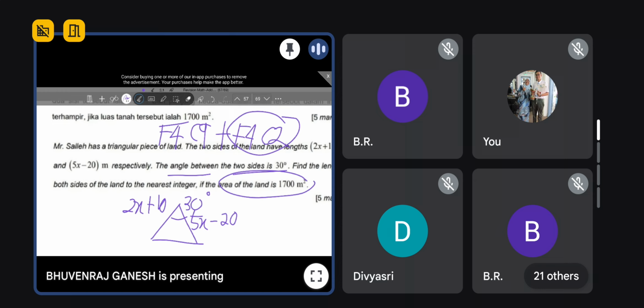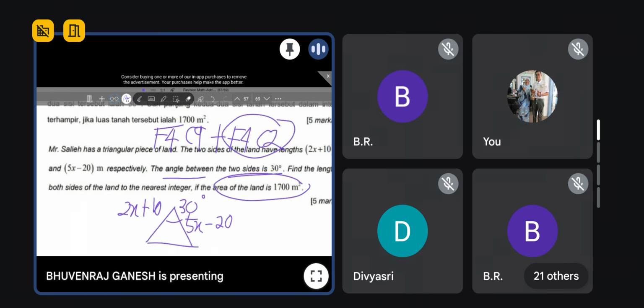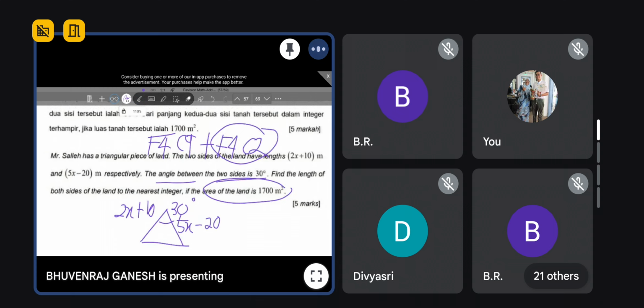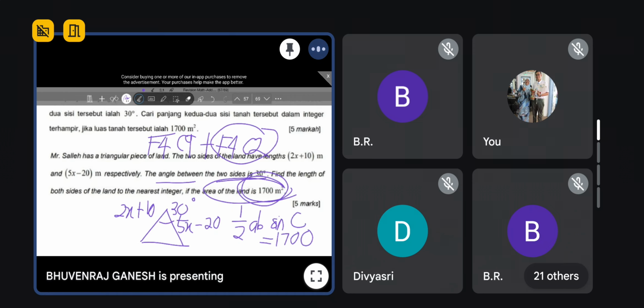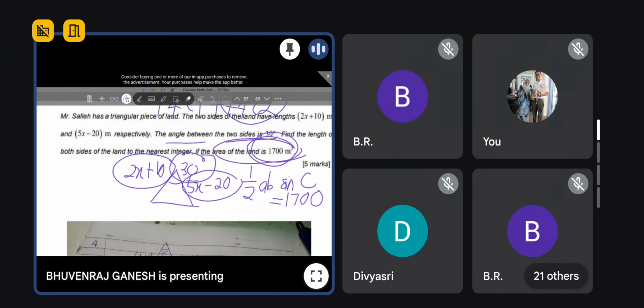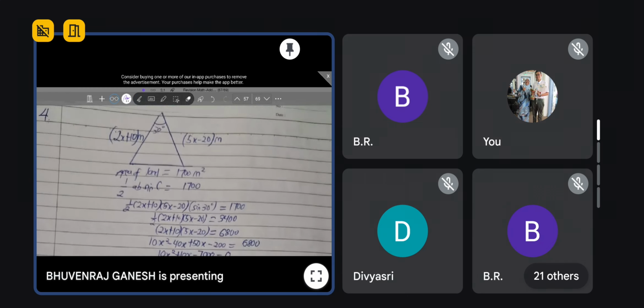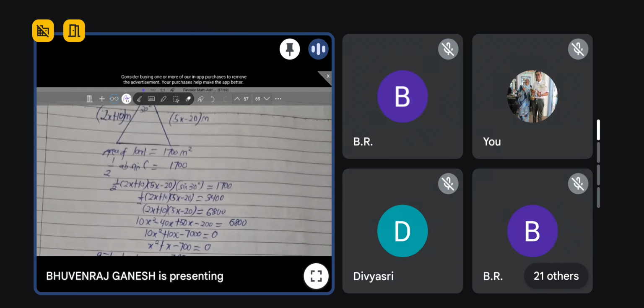So guys, what formula do we use here? Rumus apa kena guna? When you see area, it should be half AB sin C. Yes. Tak perlu guna cosinus. Sekarang kita bincang pasal luas. Form 4 C9. So you will get 1700. Okay, guys. So you just substitute 2x plus 10, 5x minus 20, sin 30. So guys, can you see this or not? So this is how you will solve it. Something like this. So guys, you do until here.